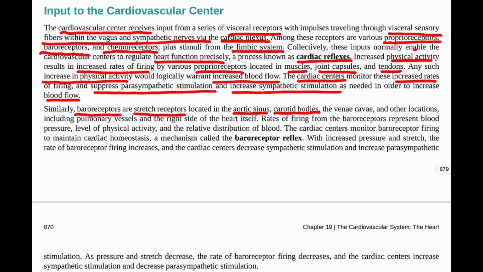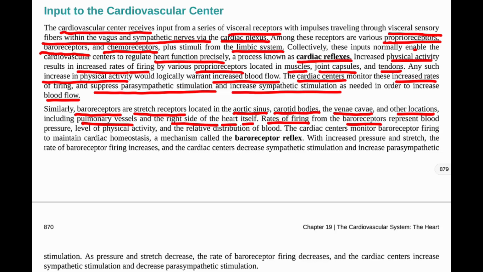The carotid bodies, which when we talk about blood vessels, you'll be familiar with those. They are kind of like an opening or a widening of the carotid arteries right before they branch off up in the head region. And there's a bunch of baroreceptors in there, stretch receptors, in the vena cava, so the vessels going up to our right atria, and then in other locations, including pulmonary vessels and the right side of the heart itself. So we have these stretch receptors in these areas, so that when the rates of firing from these stretch receptors increase, that's going to send information to the cardiovascular center as well.